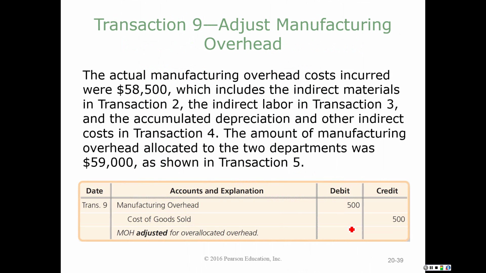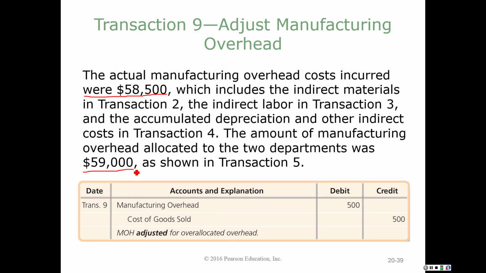The final entry that we will take a look at is how do we adjust for the difference in our overhead. I may have misadded before. This tells us that our actual manufacturing overhead costs were $58,500. So all the debits in our manufacturing overhead account would have been $58,500. Yes, I didn't account for the indirect materials and indirect labor when I went back. So if we've actually incurred $58,500 of overhead, but I have allocated $59,000, then I have put more into overhead than I've actually spent.